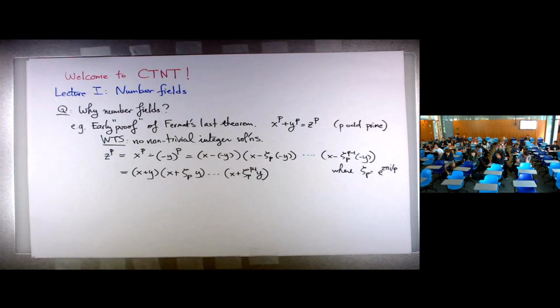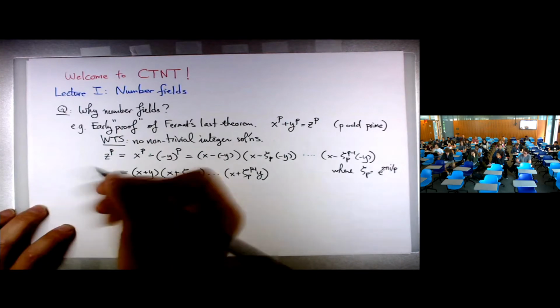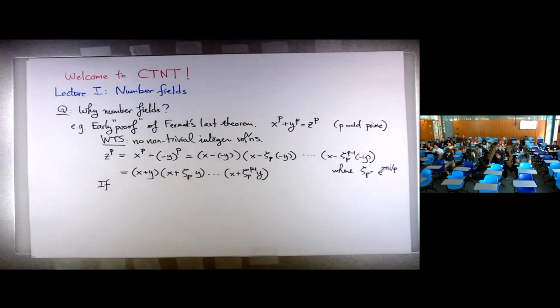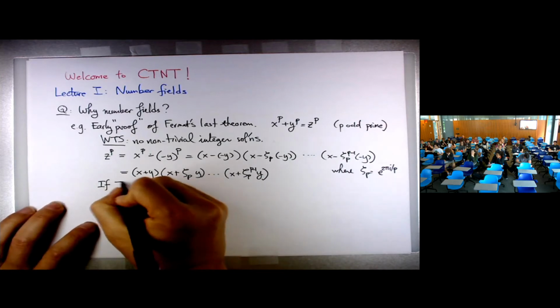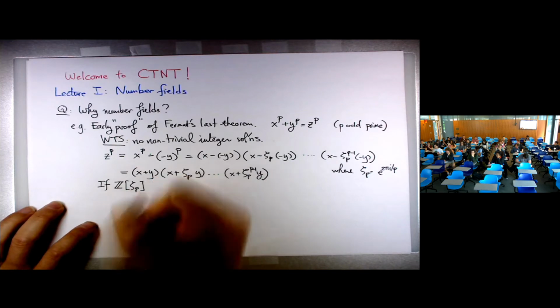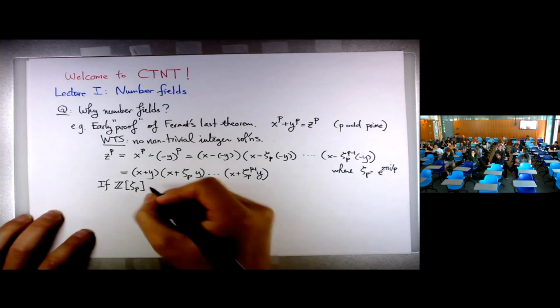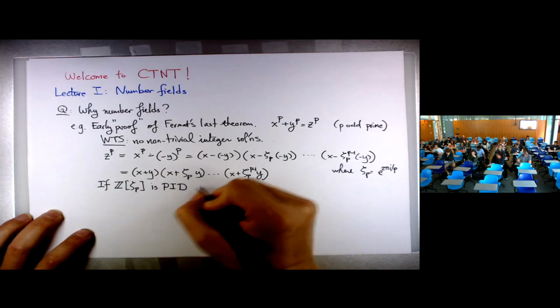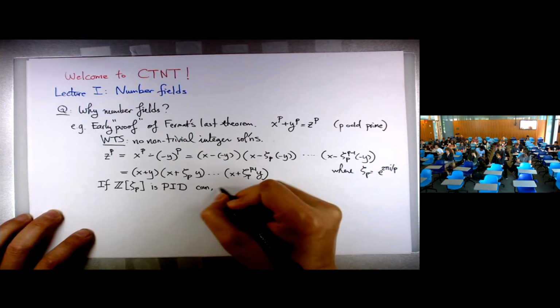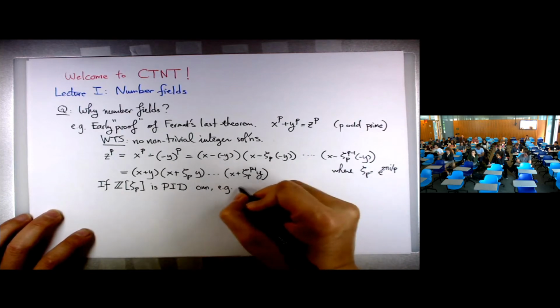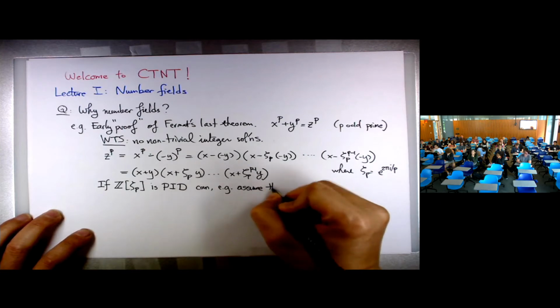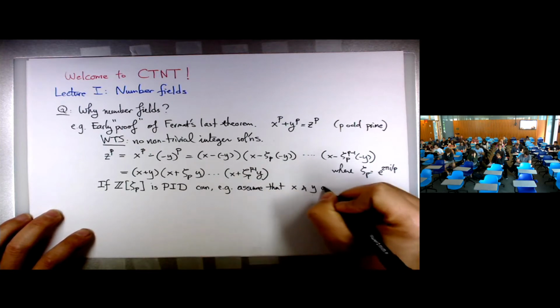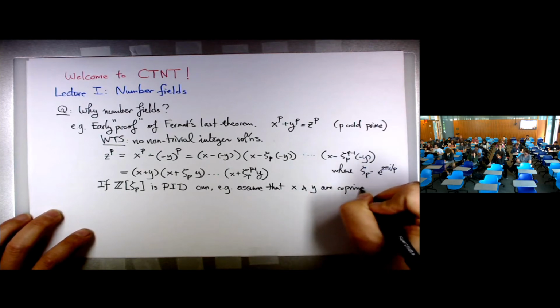Now we want to solve this equation with x, y, z in the integers. Let's make a naive observation to see why this helps. Suppose, which is a big if actually, that if you adjoin zeta_p to the integers, which gives you a ring, this is a principal ideal domain, a PID. Then first of all, I can assume that x and y are coprime, because there's no reason to keep a common prime factor.